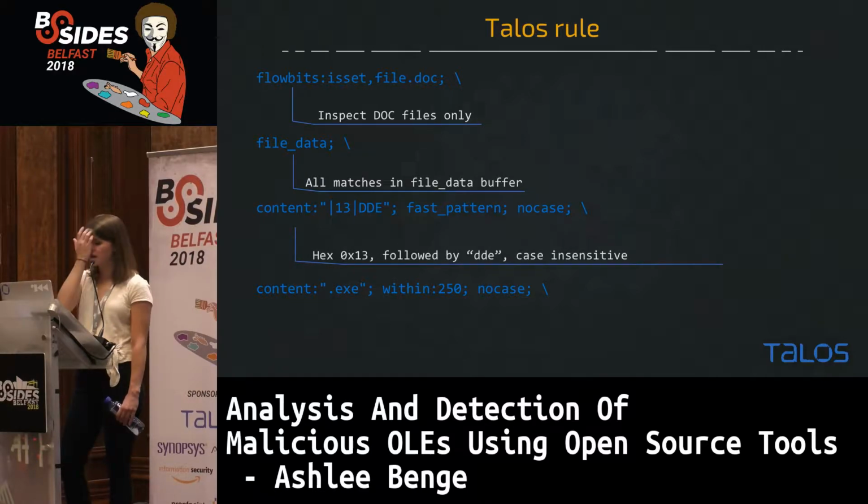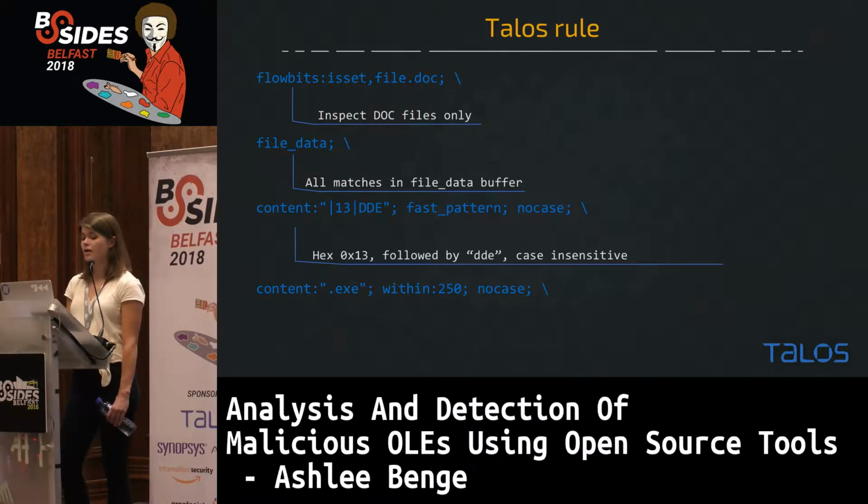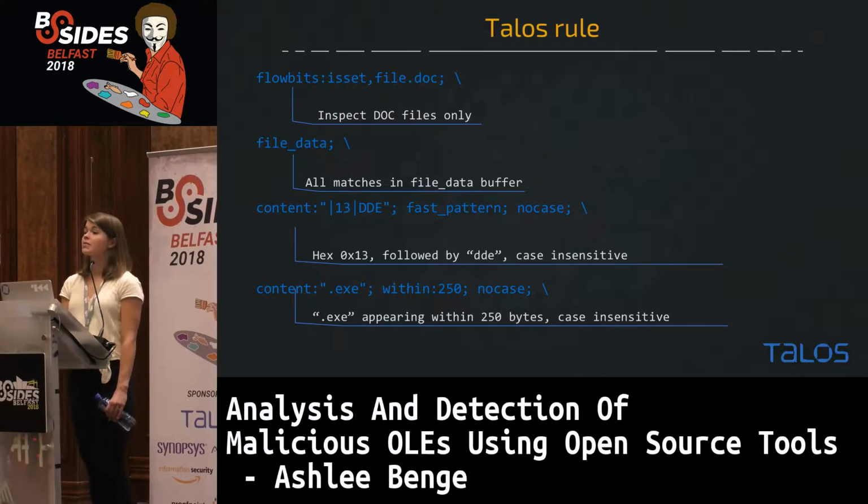We then want to identify our exploit, and we want something that makes for a decent fast pattern. So we're going to use that hex 13 followed by DDE. And I'll explain why we've chosen DDE in just a minute. We then want to look for .exe appearing within 250 bytes, and the nocase makes this case insensitive.